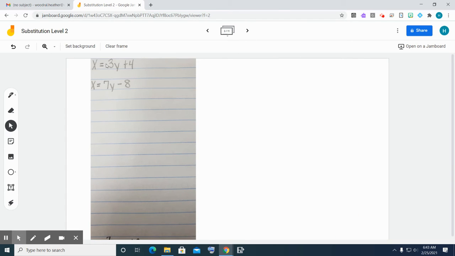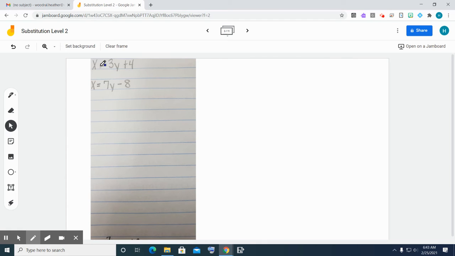All right, so we have x equals 3y plus 4 and x equals 7y minus 8. I know you guys haven't seen an equation like this before, and that's because this is not slope-intercept form. This is just an equation. It doesn't have a specific name or anything.